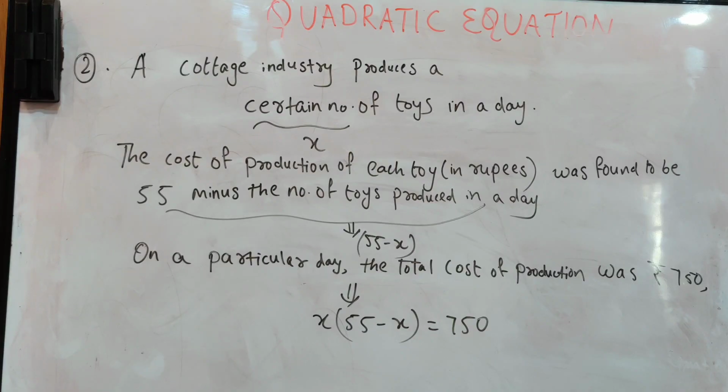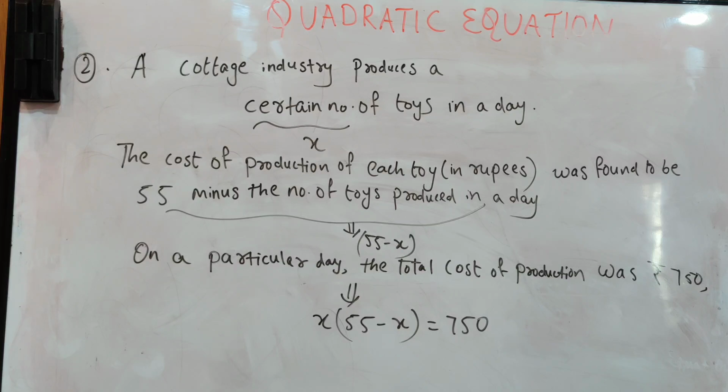Next question. A cottage industry produces a certain number of toys in a day. That certain number, let it be x, because we don't know how many toys they are producing in a day. Now the cost of production of each toy in rupees was found to be 55 minus the number of toys produced in a day. That means the cost of production for each toy on a particular day is 55 minus the number of toys produced, which we took as x. So it will be 55 minus x. That is the cost of production of each toy in rupees.